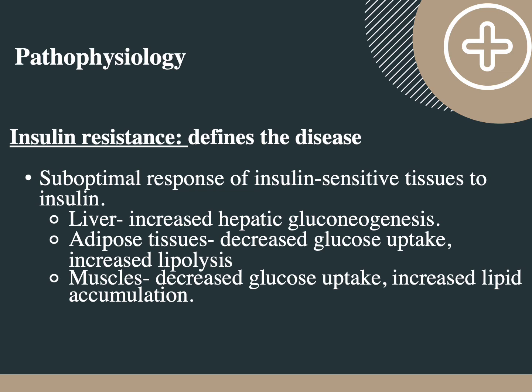Insulin resistance defines the disease. Insulin resistance is known as the suboptimal response of insulin-sensitive tissues to insulin. In the liver, we see an increase in hepatic gluconeogenesis. In adipose tissues, we see a decrease in glucose uptake and an increase in lipolysis. In muscles, we see a decrease in glucose uptake too, and also an increase in lipid accumulation.